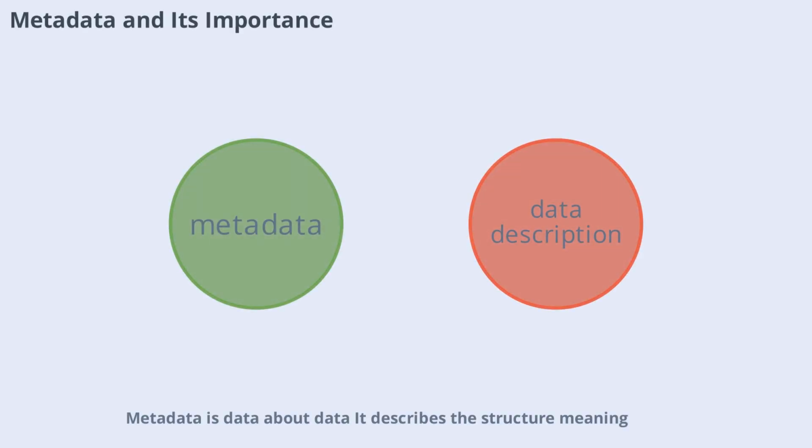Metadata is data about data. It describes the structure, meaning, and usage of your data assets. Effective use of metadata makes it easier to find, understand, and manage information. It's a key part of any well-designed data system.